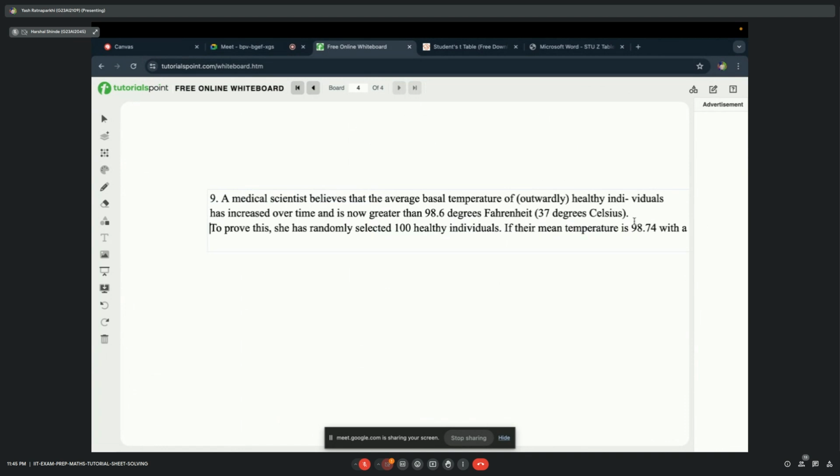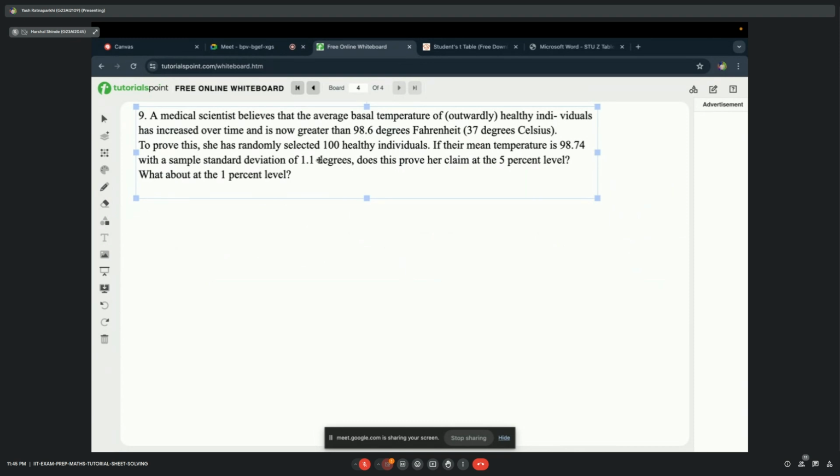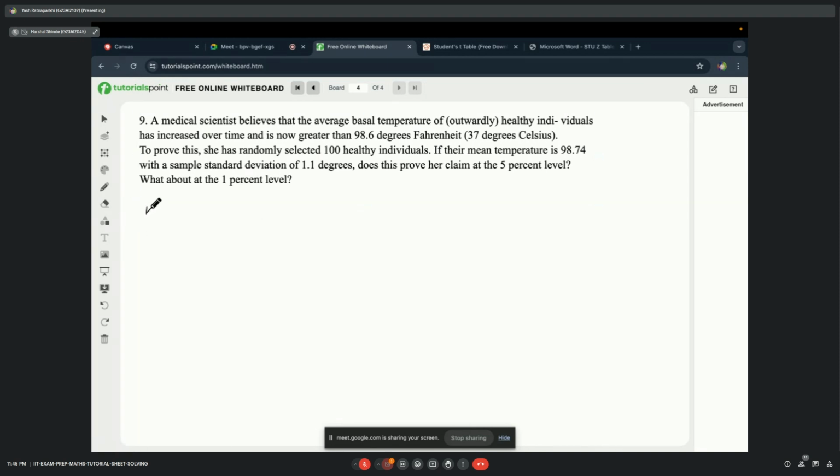So it says some medical scientists believe that the average basal temperature of an ordinary person is now greater than 98.6. Is now greater than, right? So what is it saying? Mu is greater than. Yes. So my null hypothesis is mu is greater than 98.6. Perfect. So what is my alternate hypothesis? Is it less than or equal to 98.6?